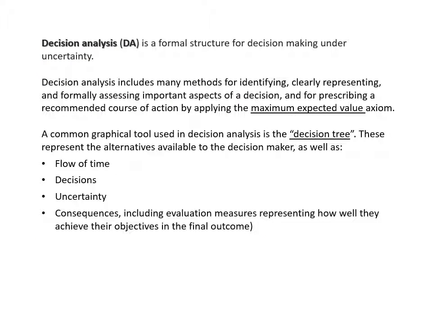So decision analysis is a formal structure for how to make decisions under uncertainty. And it's a pretty broad field. It includes a wide variety of approaches for making decisions based on multiple criteria.